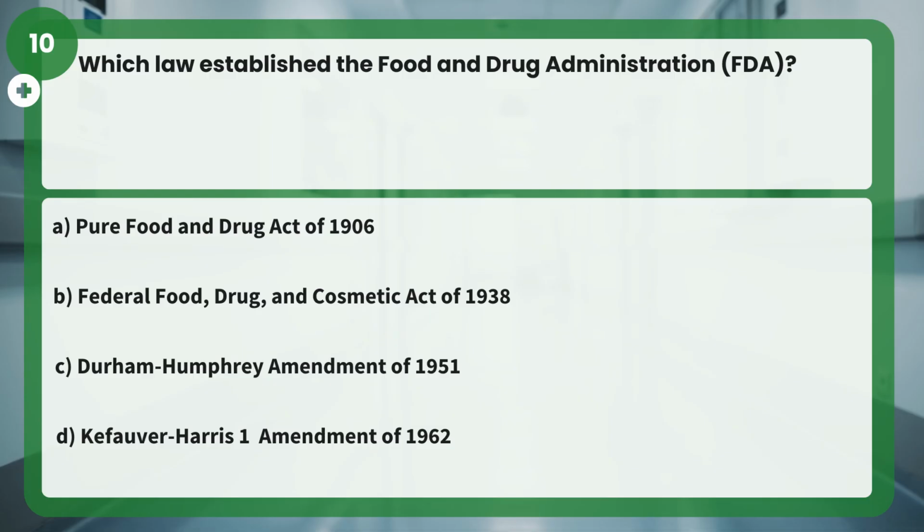Question 10. Which law established the Food and Drug Administration, FDA? A. Pure Food and Drug Act of 1906. B. Federal Food, Drug, and Cosmetic Act of 1938. C. Durham-Humphrey Amendment of 1951. D. Kefauver-Harris Amendment of 1962.